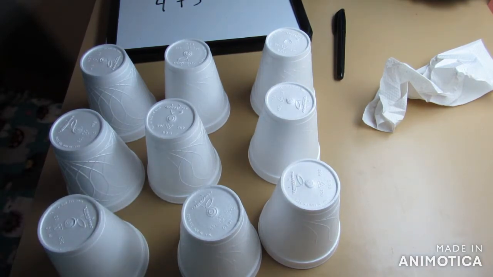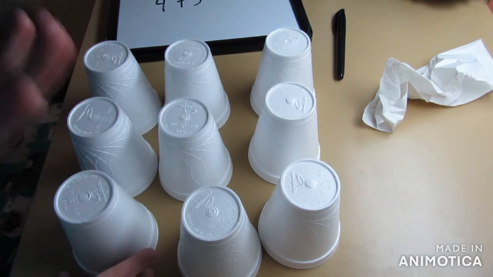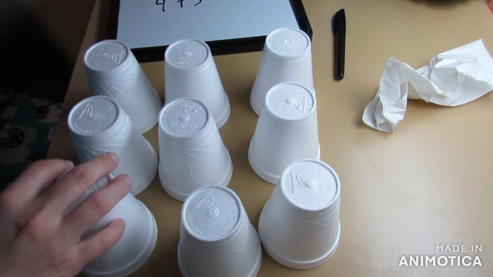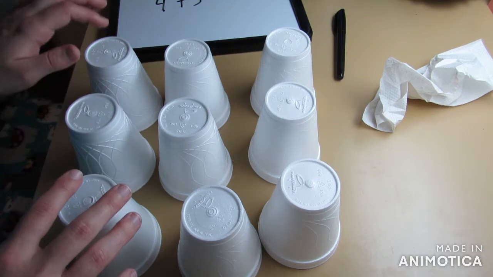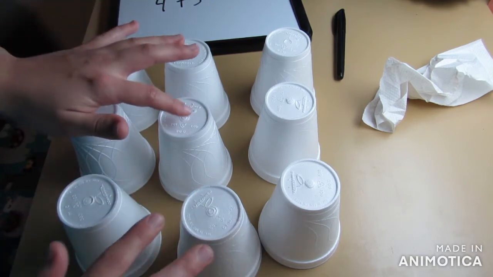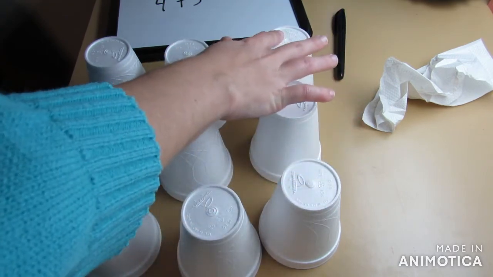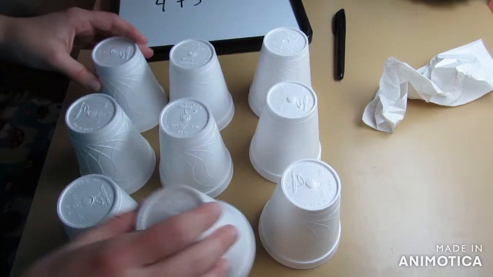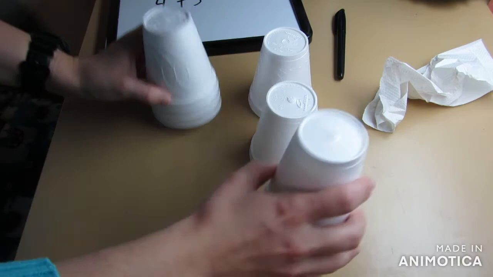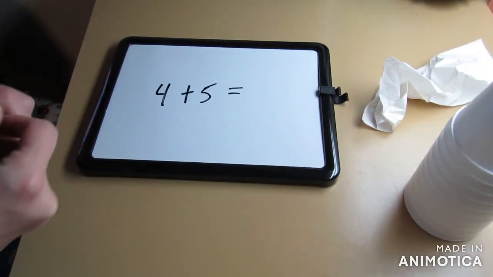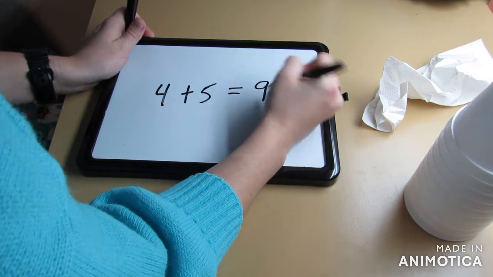So now that we have 4 plus 5, we're going to count these up, and that should lead us to our answer. So 1, 2, 3, 4, 5, 6, 7, 8, 9. So 9 is our answer for our problem. So 4 plus 5 equals 9.